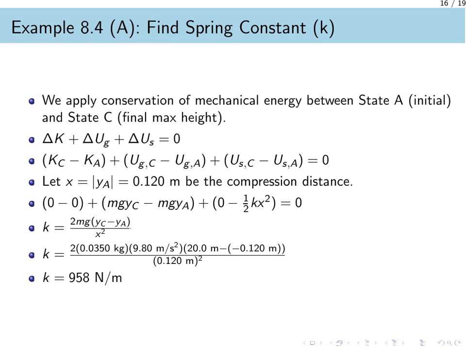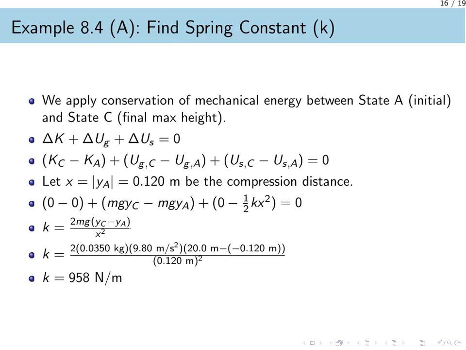In part A of the problem, we need to find the spring constant, k. We can do this by applying the conservation of mechanical energy between the initial compressed state, which we call state A, and the final maximum height, state C. Our conservation equation is the change in kinetic energy plus the change in gravitational potential energy plus the change in elastic potential energy must all equal 0.